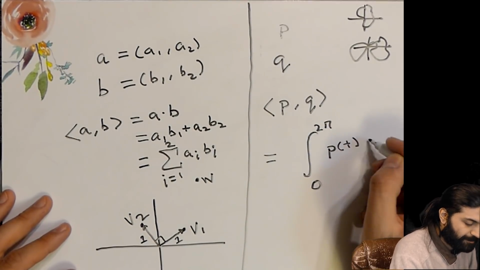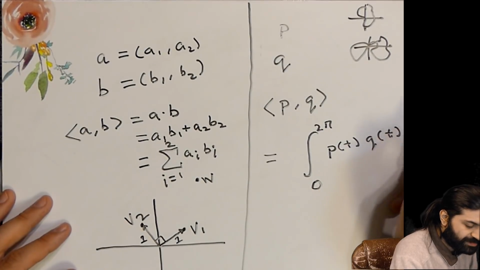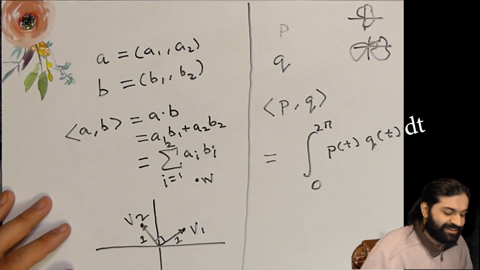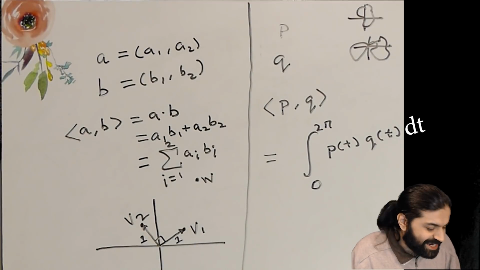So p(t), q(t) dt. We are very close to done.